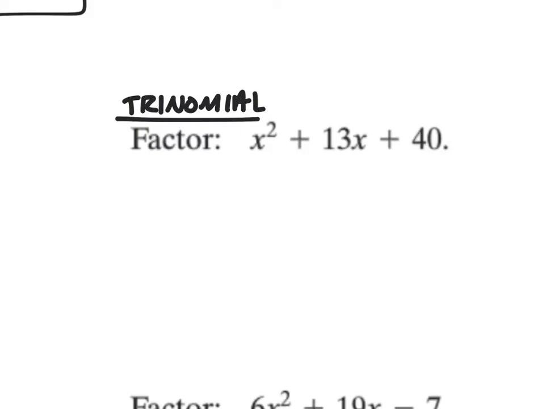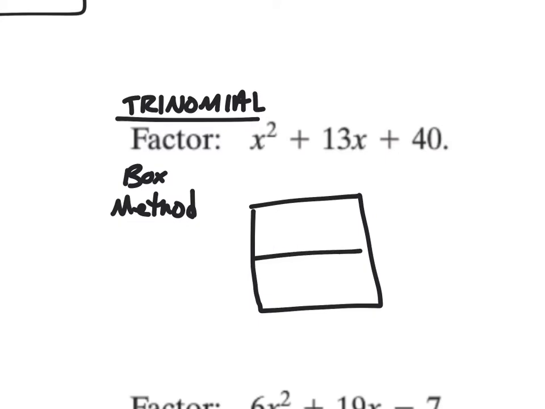So because I have a trinomial, what I want to do is use the box method. You don't have to, but it's probably going to be easiest. All right, so I'm going to do that same thing that we did. I'm going to put my first term of x squared into this box here, x squared. I'm going to put my last term, 40, into this box down here.